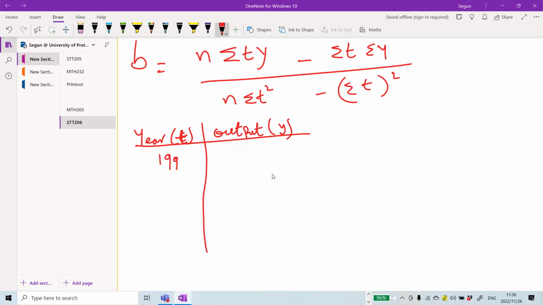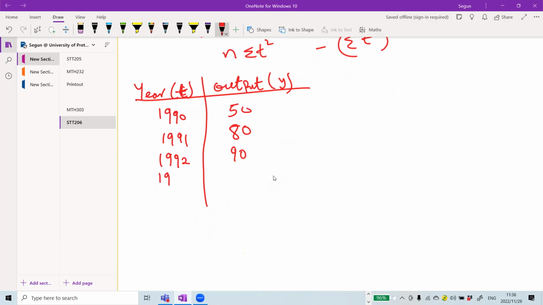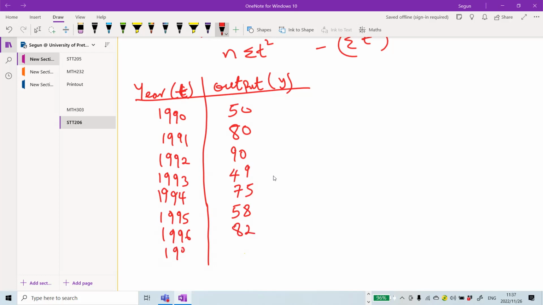So in this data, we have 1990 to be 50, 1991, 80, 1992, 90, 1993, 1994, 1995, 1996, 1997, 1998.